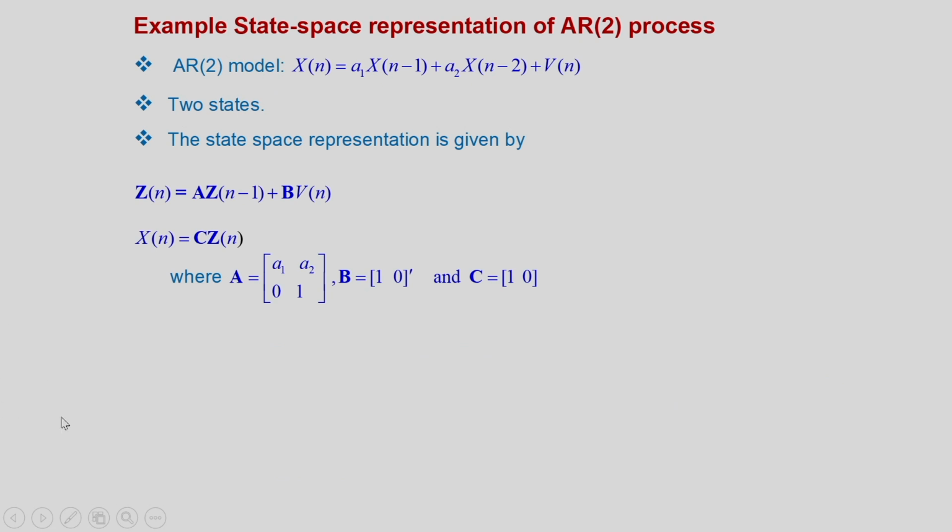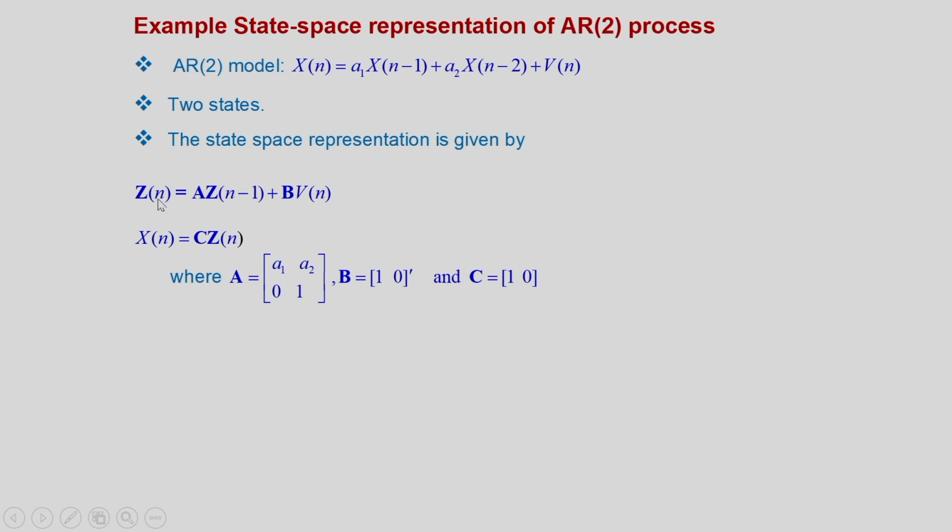We shall consider one example, that is the AR2 model. Xn is equal to a1 x of n minus 1 plus a2 into x of n minus 2 plus Vn. This is the AR2 model. How to get the state space representation? There will be two states, one is xn and another one is x of n minus 1. This state space representation is given by now.